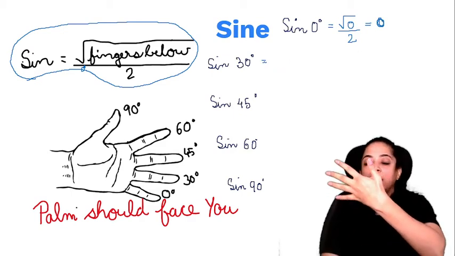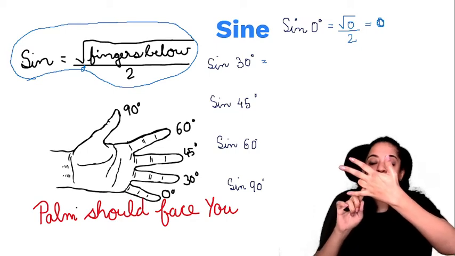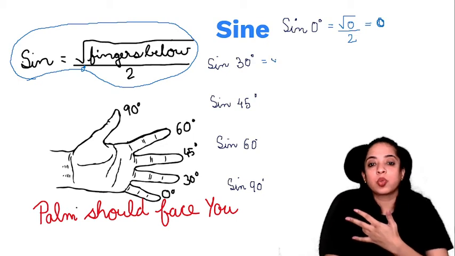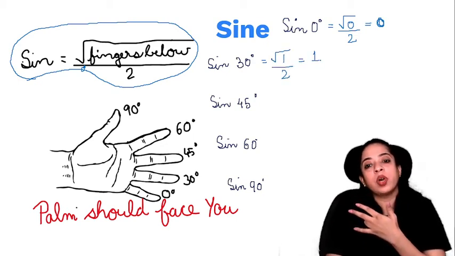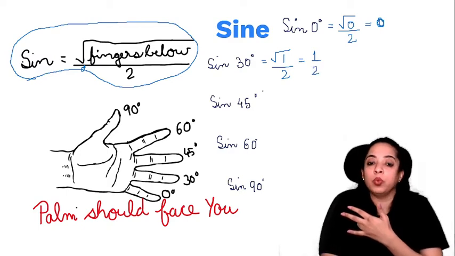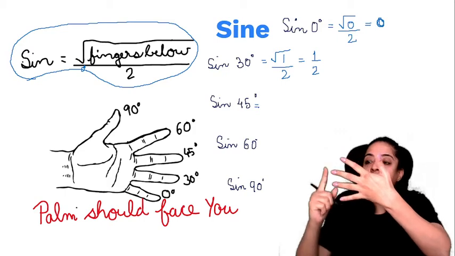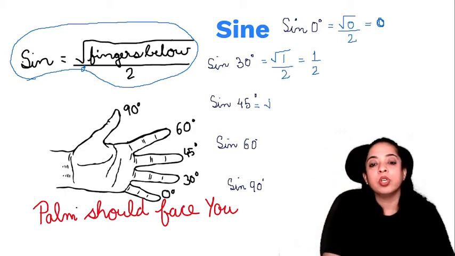Now see sine 30. This is 0, this is 30. Just fold this. So how many fingers are below? There is 1 finger below, right? So square root of 1 by 2. So square root of 1 is 1 only. So the answer is 1 by 2. Right? Now see sine 45. 0, 30, 45. Fold this. How many fingers below? There are 2 fingers below. So square root of 2 by 2.